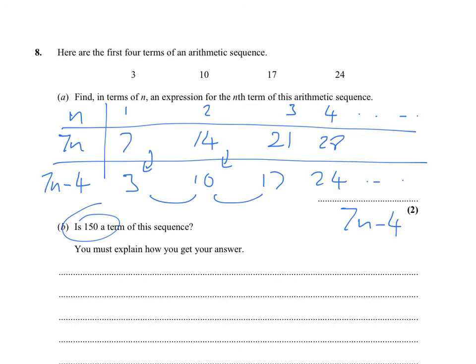Is 150 a term in the sequence? And the answer was yes, it is, because 154 is in the 7 times table, and if you take away 4, you get 150. So some people just wrote it as 7 times, I think it's 22. 7 times 22, take away 4 is 150, so it's the 22nd term in the sequence.